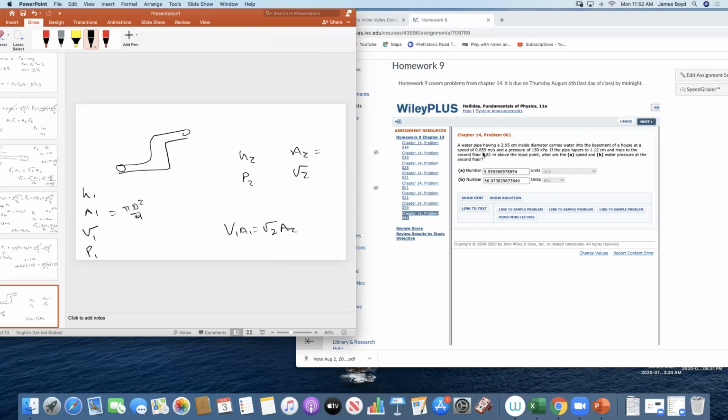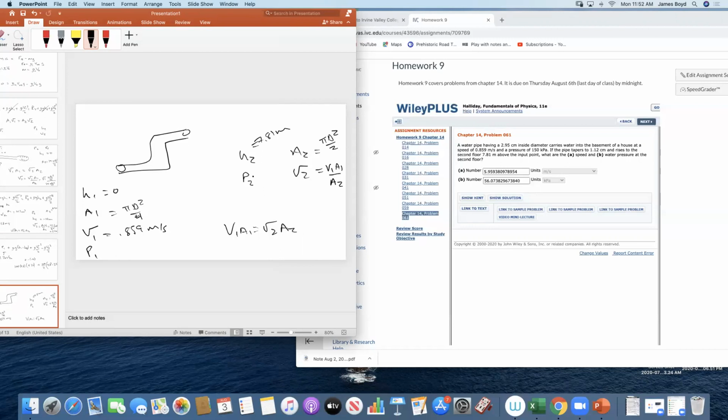You're told that the speed of V1 is 0.859 meters per second, and therefore V2 is V1 A1 over A2. But note that you're given the diameters here. So this is d squared over d squared. It would be 2.95 squared over 1.12 squared. I'm not going to do that. And then there's a change of height. So height 1 is 0, height 2 is 7.81 in this particular problem, positive.